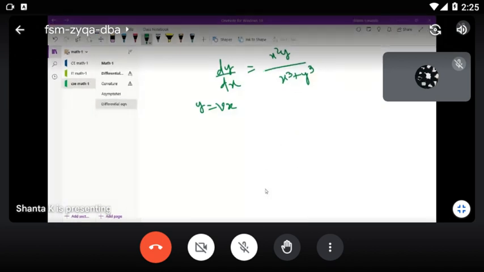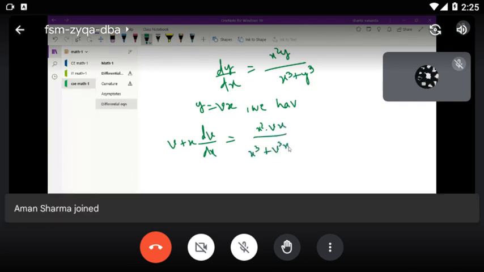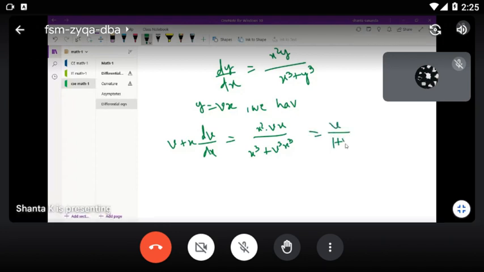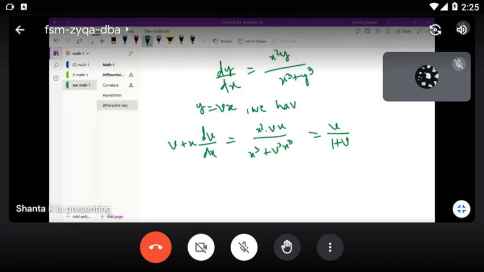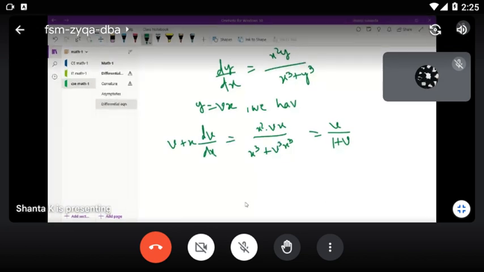So we have dy by dx will be v plus x dv by dx. And here we have x square into vx, x cube plus v cube x cube. Okay. So here we're left with v into 1 plus v. So you can take this v to this side and you can proceed further.